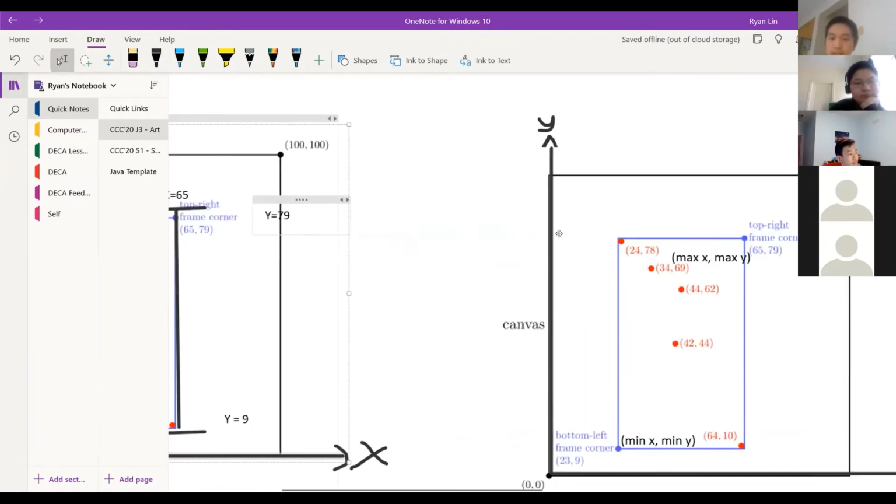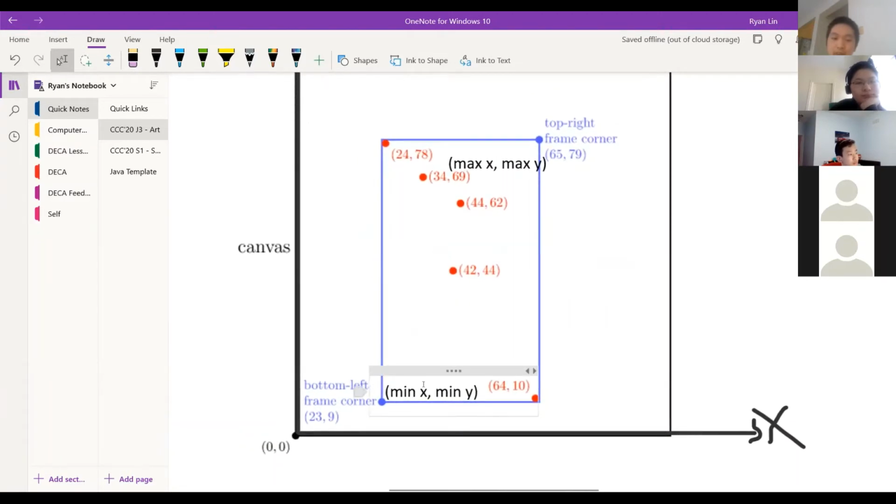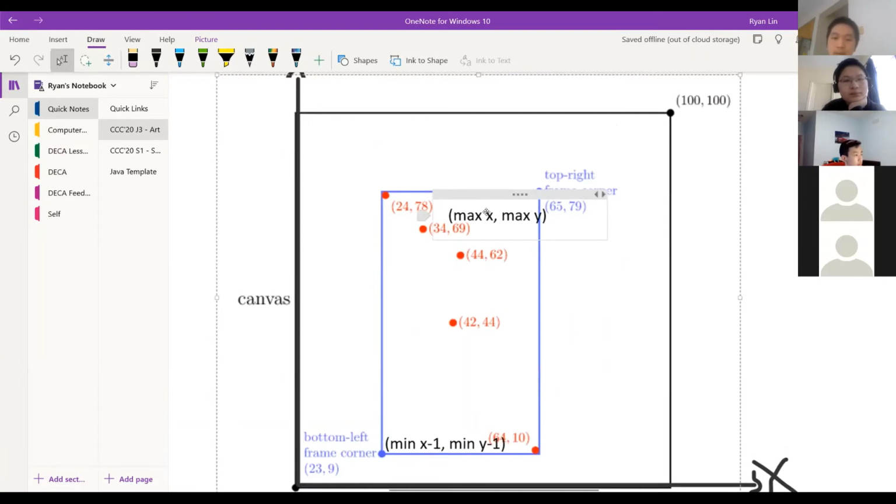So you see that there's a pattern here. The bottom left corner is just the minimum x minus 1 and the minimum y minus 1, because minus 1 since it can't include the point, right? And the top right corner is maximum x plus 1 and maximum y plus 1, right?